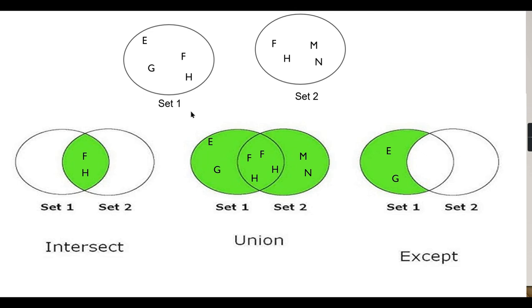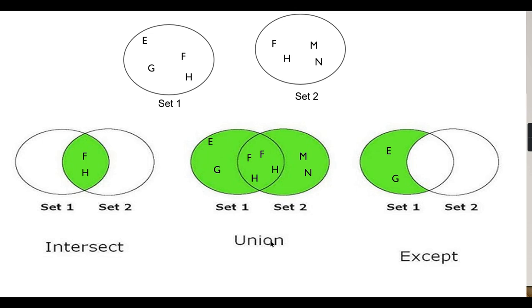Consider a column 1 that contains E, G, F, H as values. And here is another table or set which has the values F, H and M, N. If you combine them using a union, you get E, G, F, H from this table and F, H from this other table set. You get all values from both tables combined together. If you need that, then you go for the union operation.